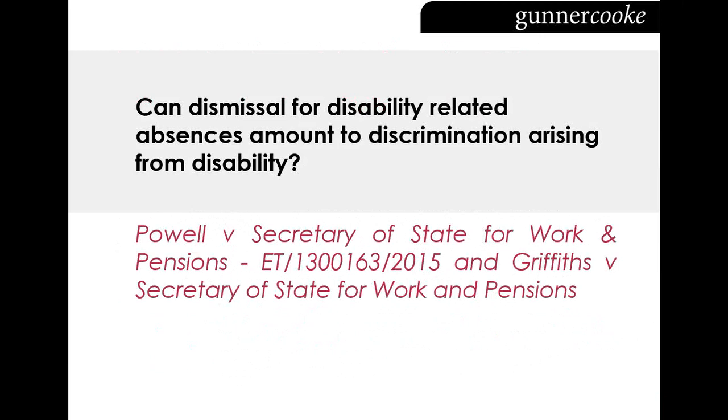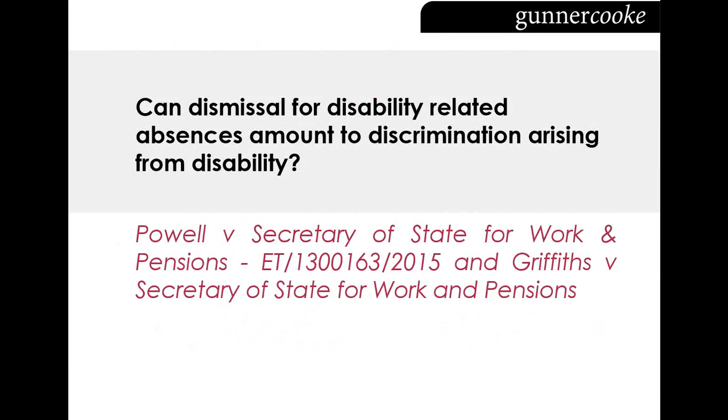So this went to tribunal. Mrs. Powell argued that the dismissal was discrimination arising out of her disability, because they had dismissed her because of her absence record, and her absence record arose because of her disability. Now, when it went to tribunal, the employment tribunal considered the employer's legitimate aim, and it was satisfied that it did have a legitimate aim of reducing sickness absence and maintaining an efficient service, and that this was legitimate. However, it held that the employer's approach was not proportionate.